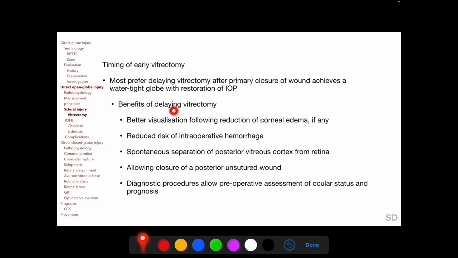Benefits of delaying vitrectomy include better visualization following reduction of corneal edema if any, reduced risk of intraoperative hemorrhage, spontaneous separation of the posterior vitreous cortex from the retina, allowing time for closure of a posterior unsutured wound, and allowing time for diagnostic procedures for preoperative assessment of ocular status and prognosis.